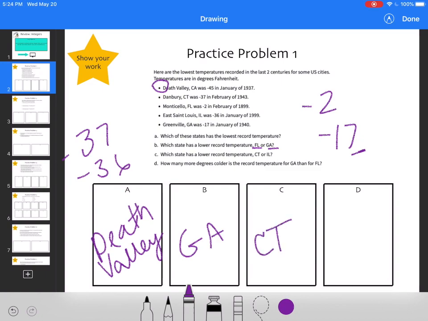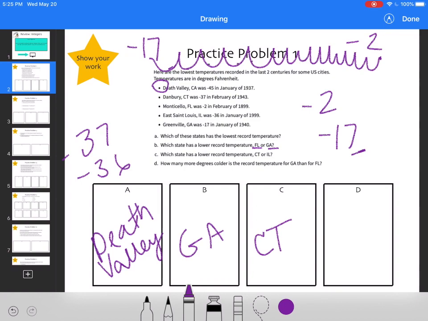For D, how many more degrees colder was the temperature in Georgia than in Florida? So Georgia was -17 and Florida was -2. So counting up, 1, 2, 3, 4, 5, 6, 7, 8, 9, 10, 11, 12, 13, 14, 15. So 15 degrees.